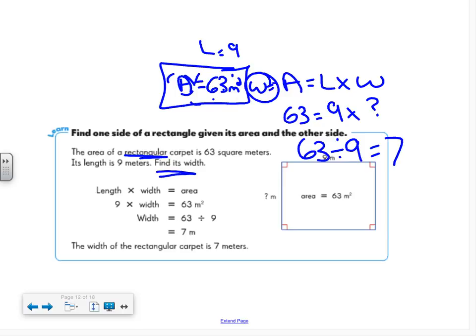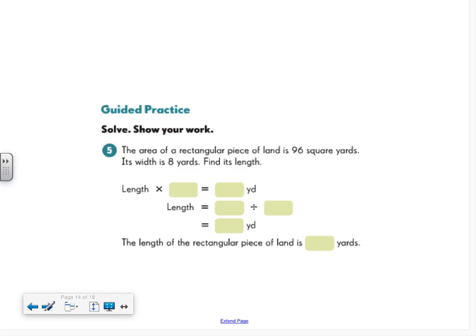Now, I can also check this. If I know that area equals length times width, I can check to see, is 9 times 7 63? And it is, so that checks out. Make sure, as a reminder, the length of the sides does not get squared, only the area gets squared. Okay, let's try another one.